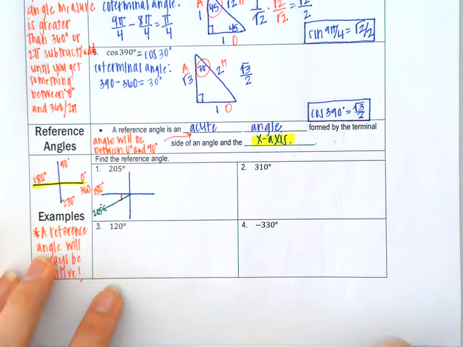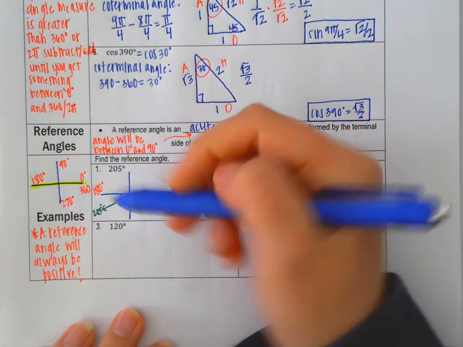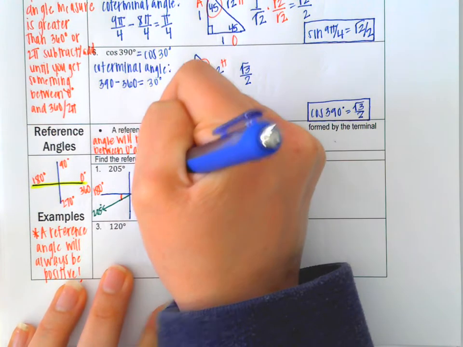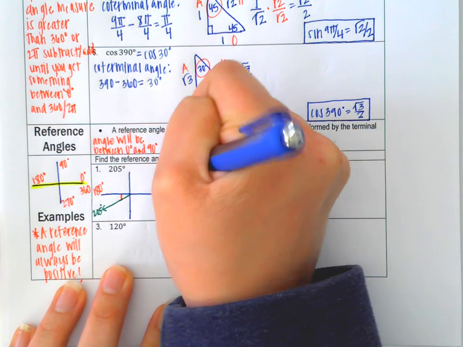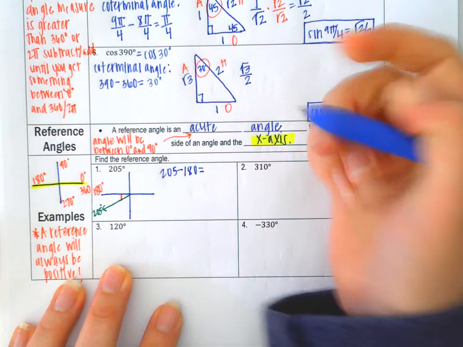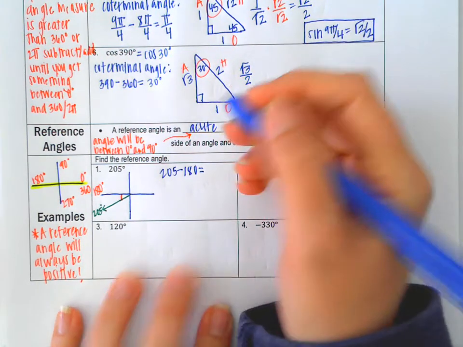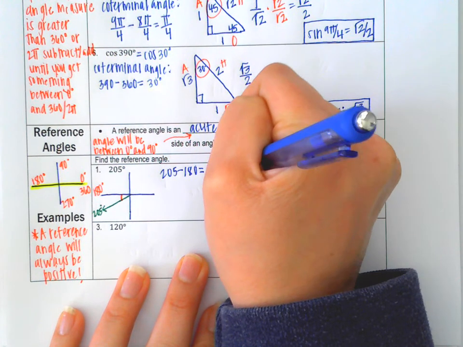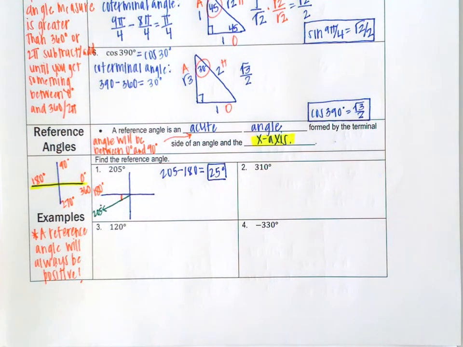Is 180. So what we're going to do to find the distance of this angle is we're just going to do 205 minus 180. So 205 minus 180 is 25 degrees. And that's the reference angle.